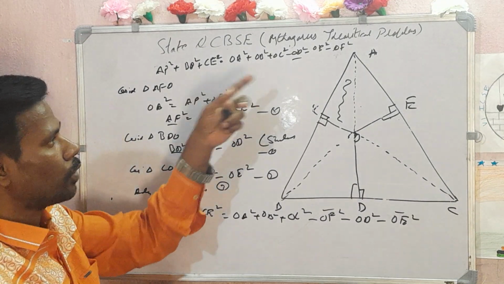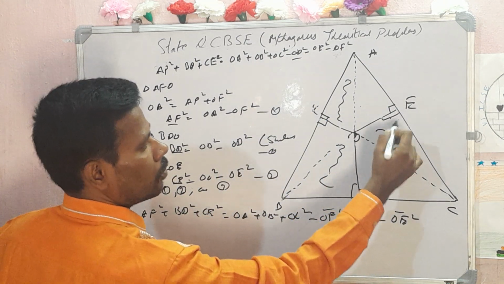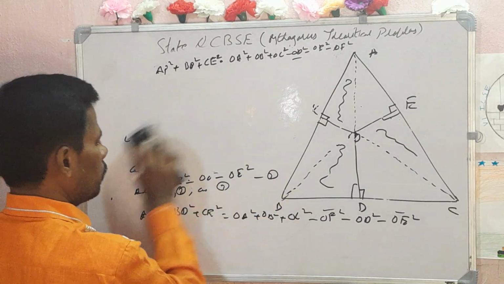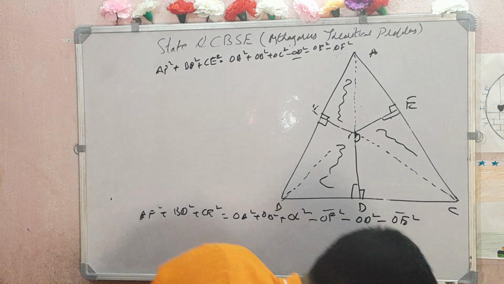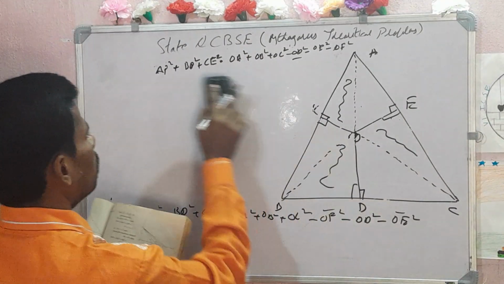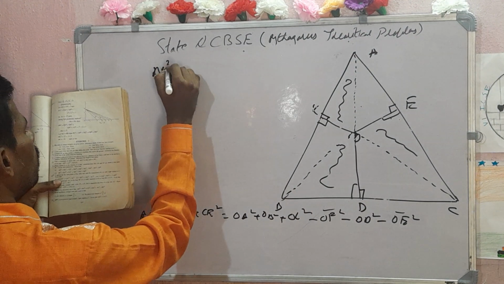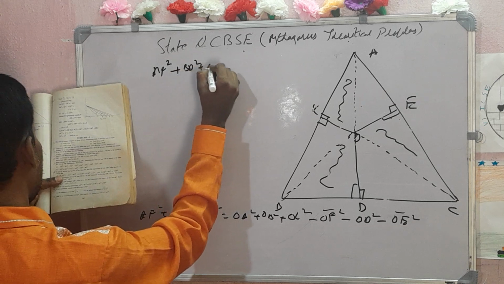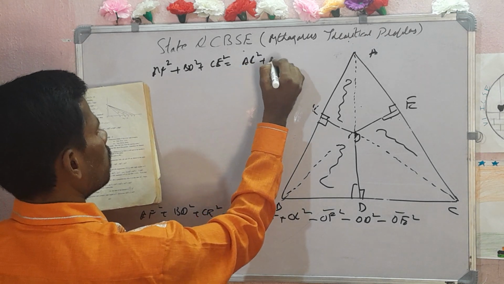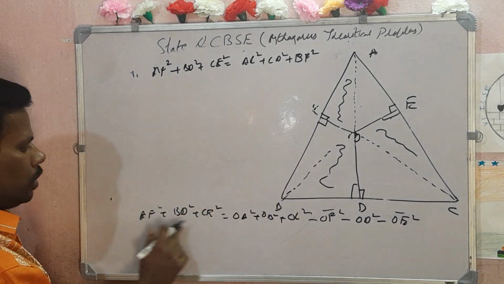Second part, what is it asking? First part is finished, very simple. You have to consider these triangles and prove the given condition. The second bit is also there. What are they asking in the second bit? AF square plus BD square plus CE square is equal to AE square plus CD square plus BF square. This is the second bit.